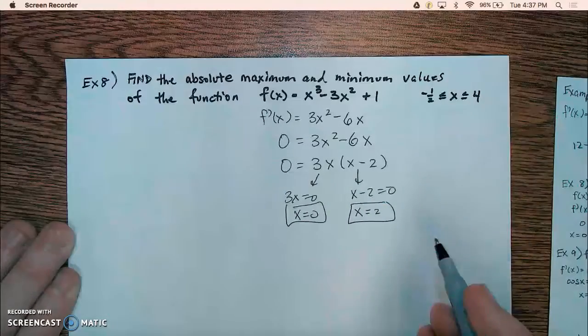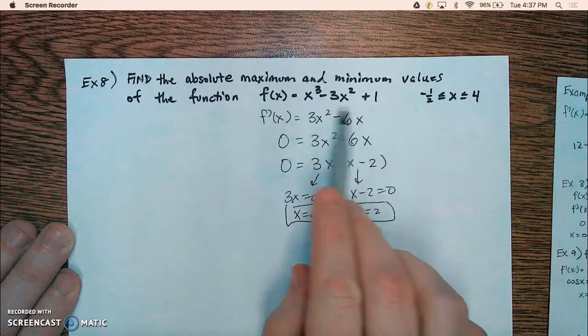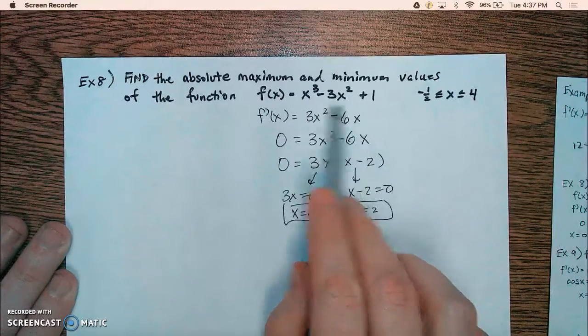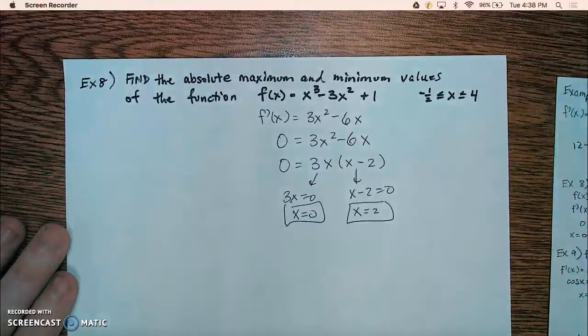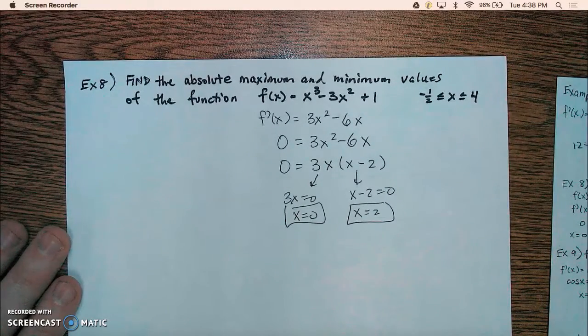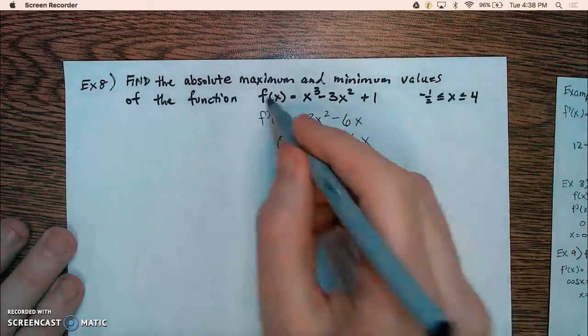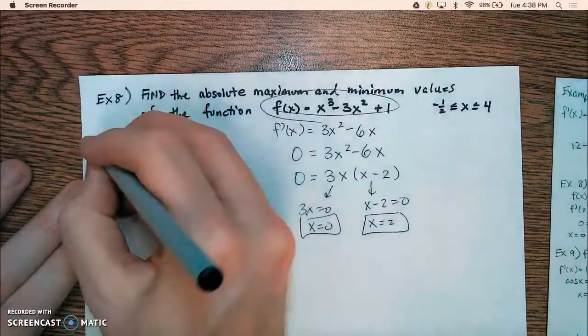And then if you look at your derivative, this is defined from negative infinity to infinity. So there's no asymptotes or anything that are going to give me another hidden critical point. And then we're looking for absolute maximums and minimums. So what we're going to do is take the original function and plug in our critical numbers and see what those are.